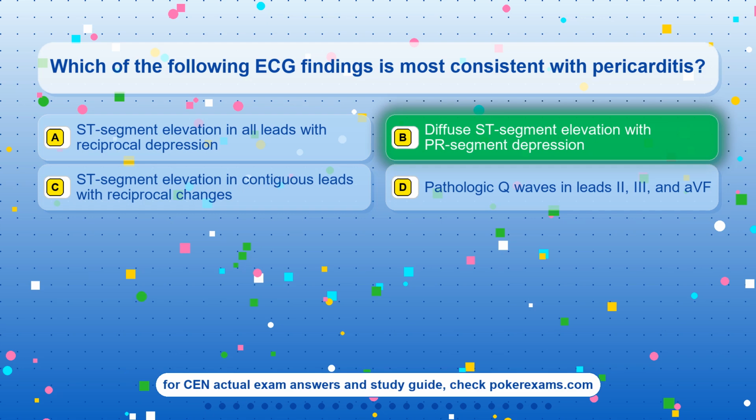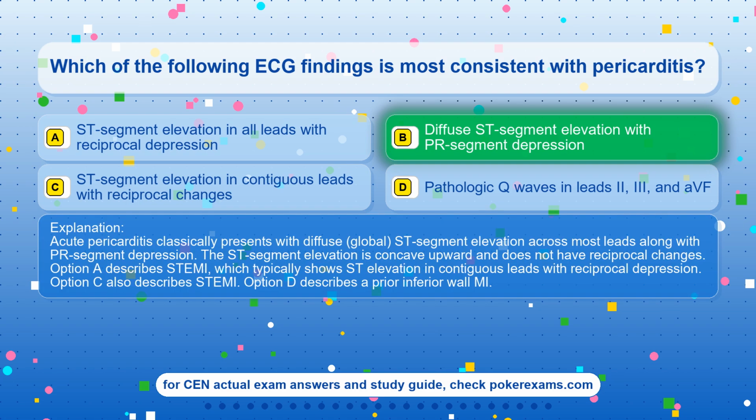The correct answer is option B, diffuse ST-segment elevation with PR-segment depression. Acute pericarditis classically presents with diffuse, global ST-segment elevation across most leads along with PR-segment depression. The ST-segment elevation is concave upward and does not have reciprocal changes.